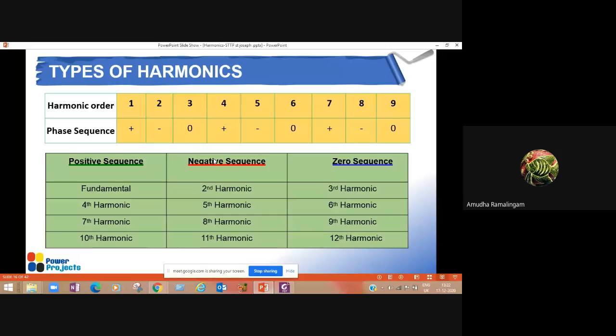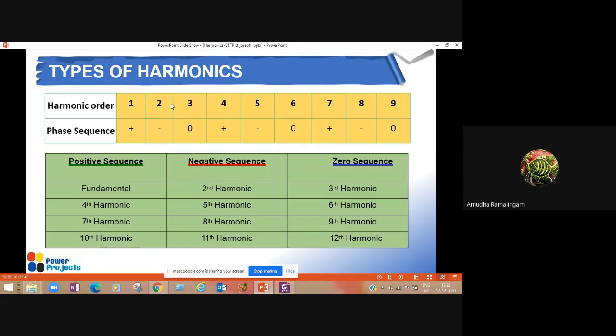Actually, we can classify these harmonics into three categories: positive sequence harmonics, negative sequence harmonics, and zero sequence harmonics. If we take the harmonic order, the first harmonic order stands for the fundamental. That is, if the frequency is 50 hertz, that is harmonic order 1, so it denotes the fundamental.